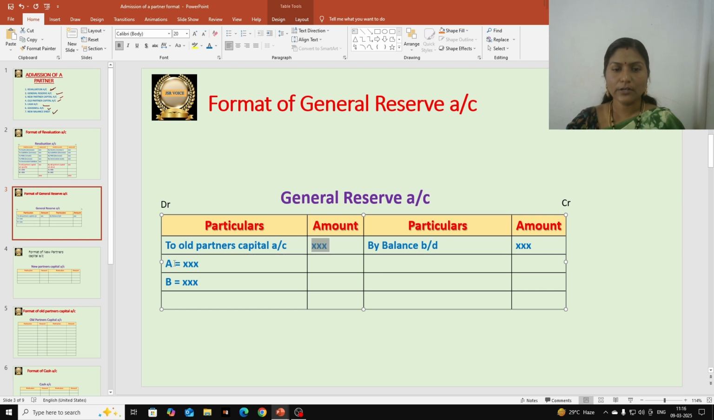In what ratio? Is it equal? Whatever ratio they mention in the question, we should distribute in that way. And both the sides' totals also will be the same, students. Okay, so totals will be the same. I think it is clear for everyone.